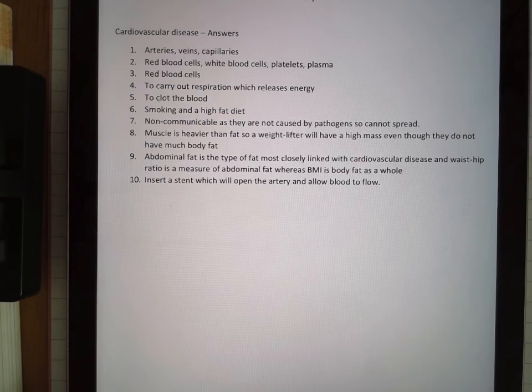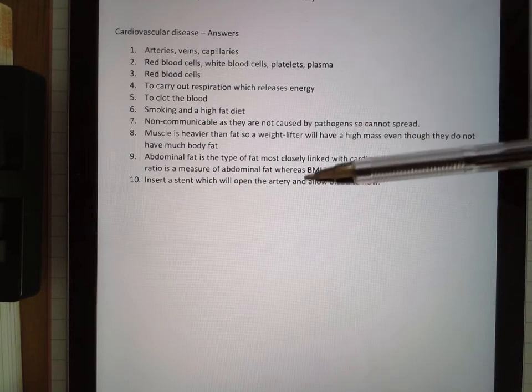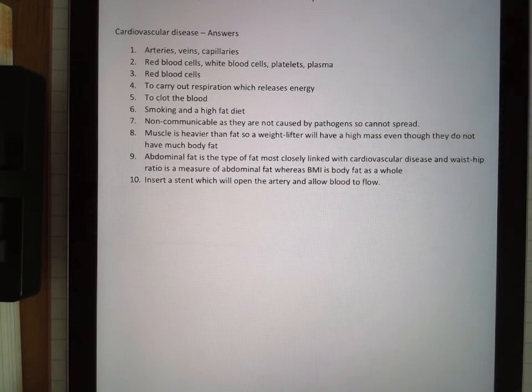And then the last one, you can just insert a stent. Okay, you don't need to be able to go into detail on that. Just insert a stent and specify that will open the artery, and because the artery is open, the blood can then flow, which will fix the problem.